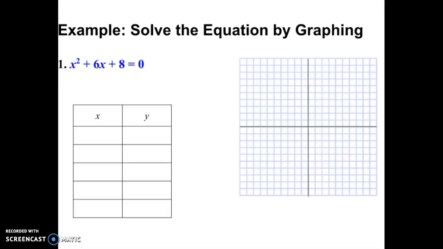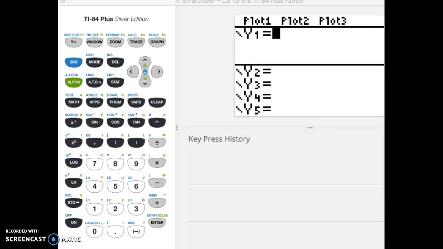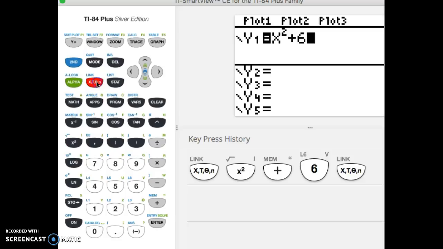So if you remember, what we end up doing is we want to find the vertex first, and our vertex is going to go right in the middle for the table. So what I'm going to do in a minute is I'm going to switch to my graphing calculator, and I'm going to go ahead and type in this equation in my graphing calculator and graph it. Okay, so my equation is, let's see, x squared plus 6x plus 8. So I'm going to go ahead and type that in. I'm going to go ahead and hit graph.